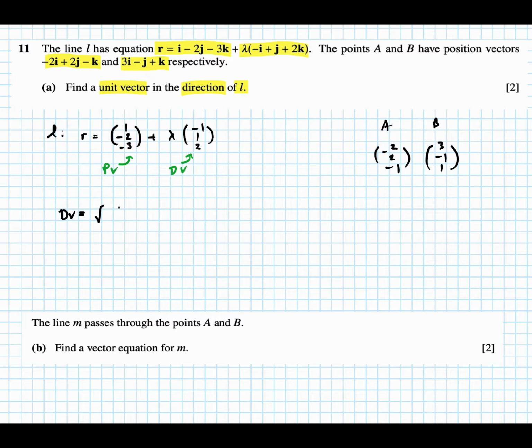So the magnitude of the directional vector, minus 1 squared plus 1 squared plus 2 squared, is root 6. So root 6 is there. So again, how do you write out your unit vector? It's 1 over root 6 times the original directional vector. So 1 over root 6 times (minus 1, 1, 2), and when I say these, I mean i, j, k.